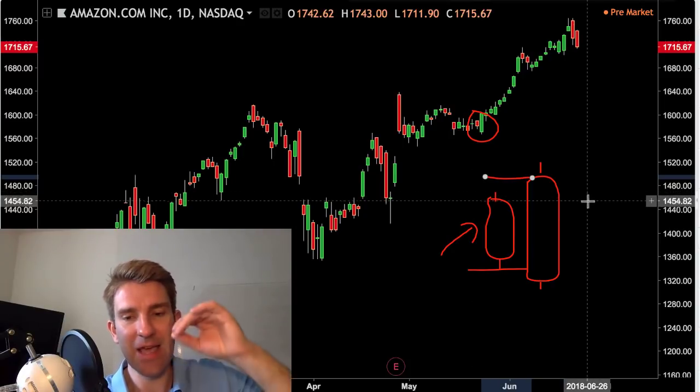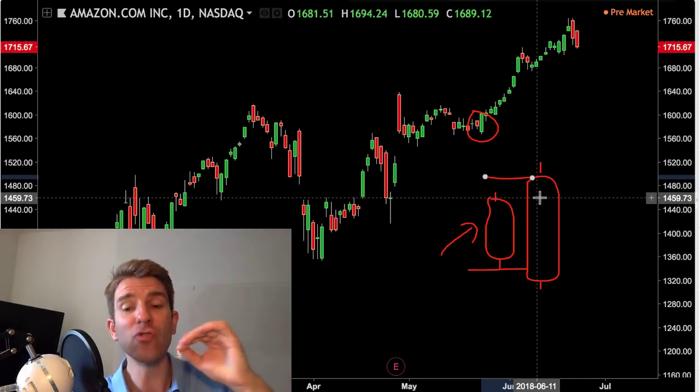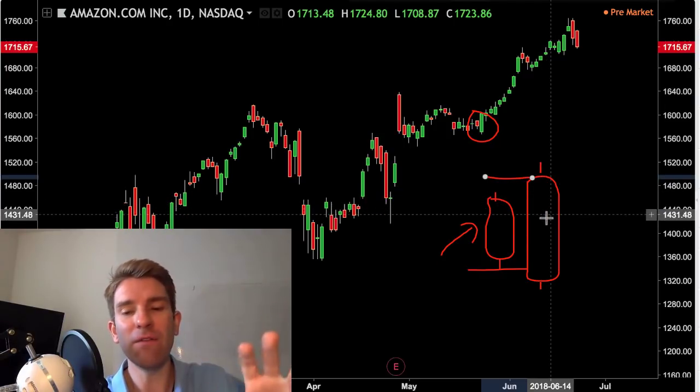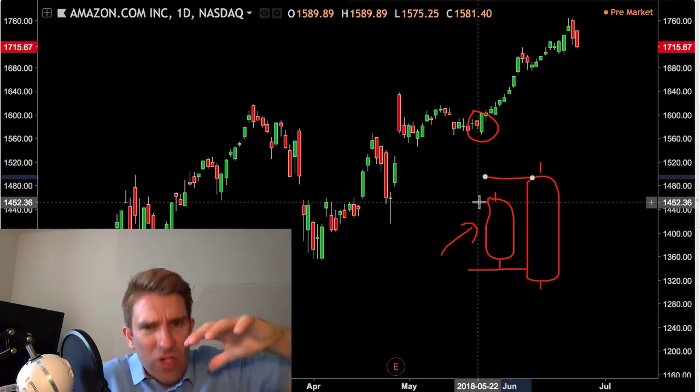Now, textbooks might say it's got to be above the prior day's open. Now, I like to see full engulfing. So the body of the candle, the green body, is fully engulfing that prior red candle, high and low. The whole lot's been gobbled up.